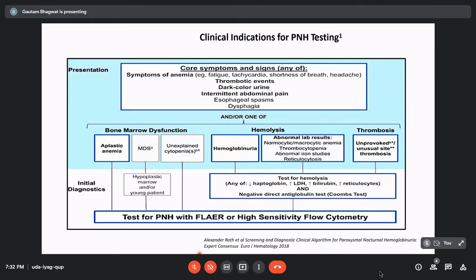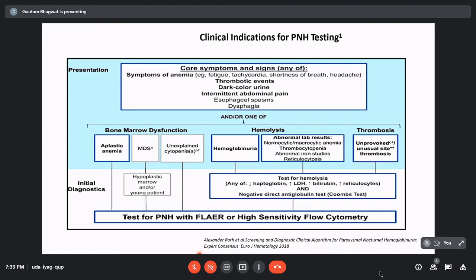If it is aplastic anemia, we directly go to flow cytometry to test whether there is a PNH clone present or not. If there are unexplained cytopenias, again we would directly jump to a flow cytometric analysis to look for the PNH clone. However, if MDS is proven cytogenetically and morphologically and with other modalities, PNH testing is not required in adult patients. But if we have young patients presenting with MDS or hypoplastic MDS, then again PNH testing is advised.